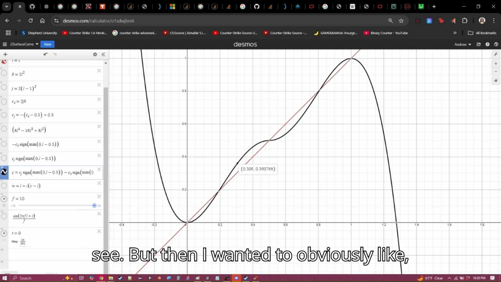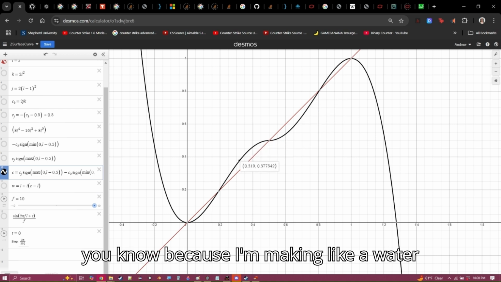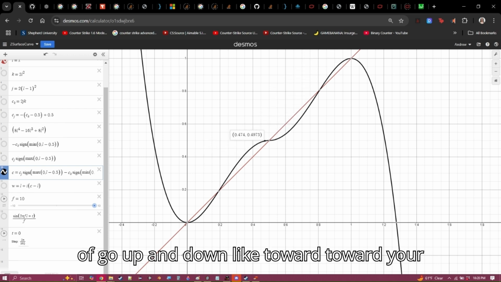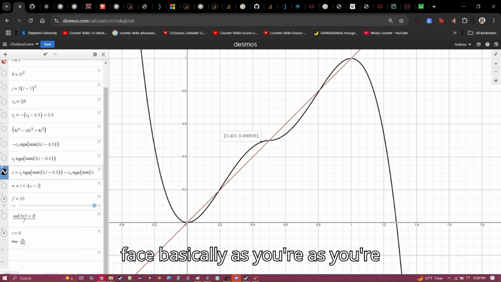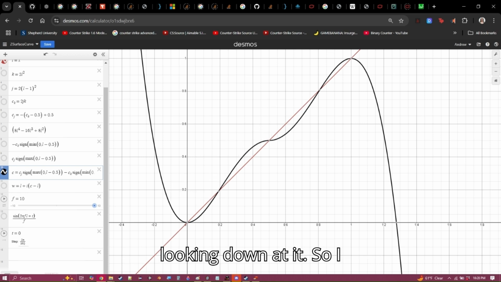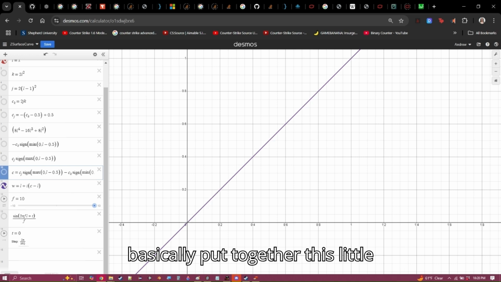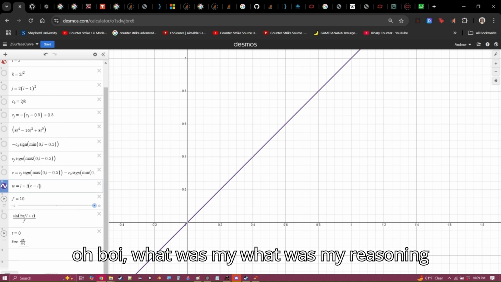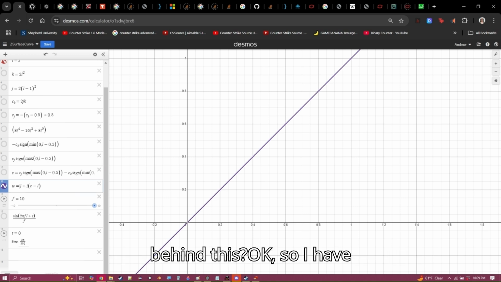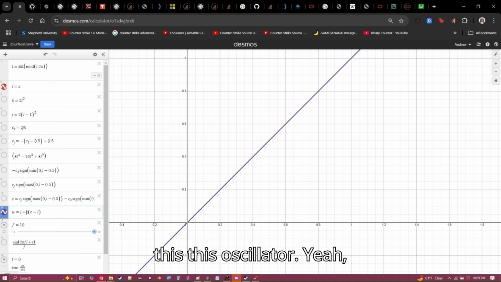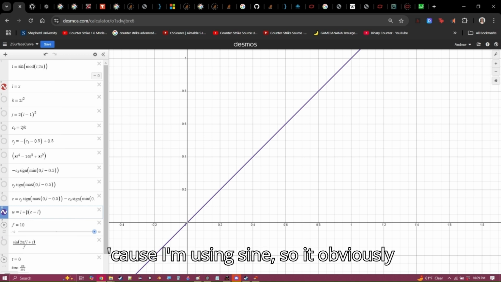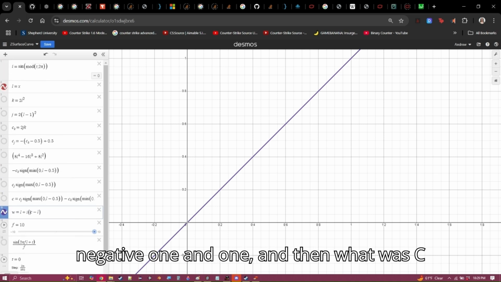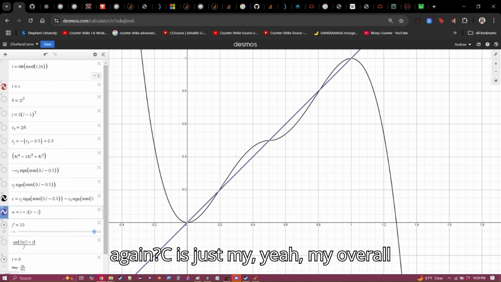Because I'm making a water effect, I want to make this curve move around a little bit, make the water sort of go up and down, toward your face basically, as you're looking down at it. I put together this little curve, which basically, oh boy, what was my reasoning behind this? Okay, so I have this oscillator. Because I'm using sine, it obviously cycles between -1 and 1. What am I doing with it? Cycles between -1 and 1, and then what was C again? C is just my overall curve.